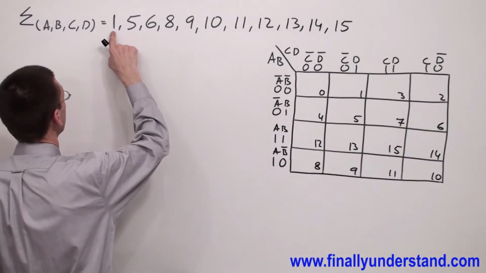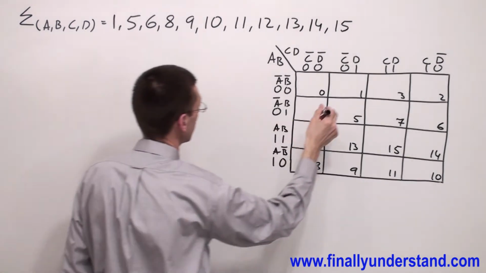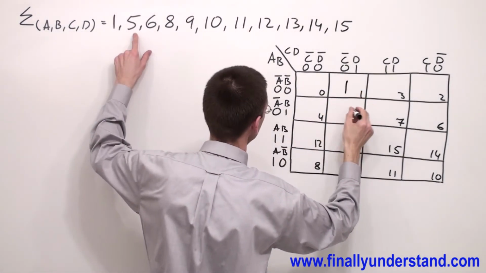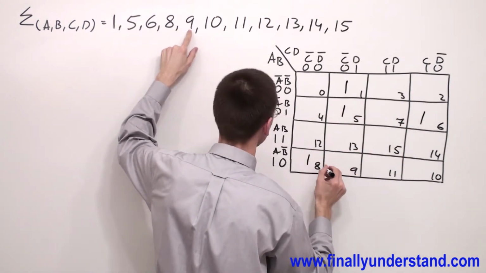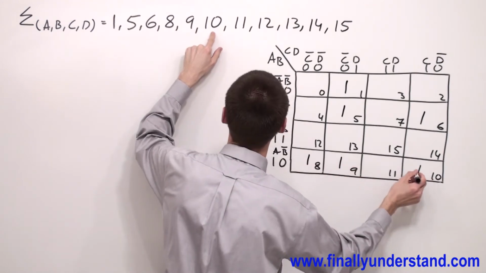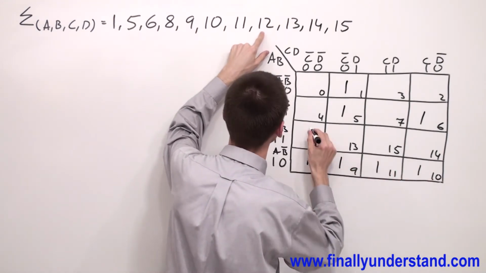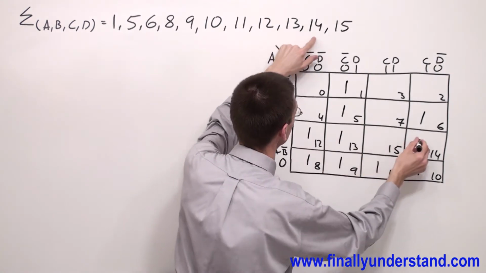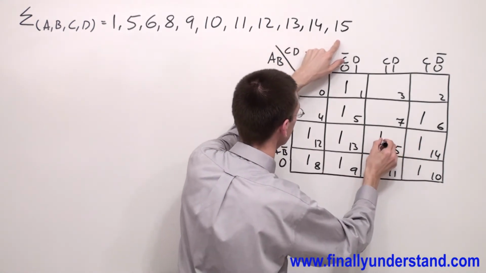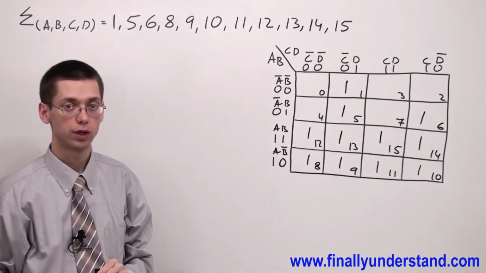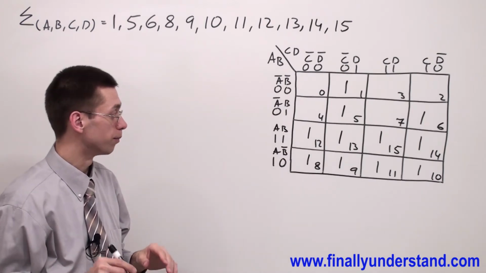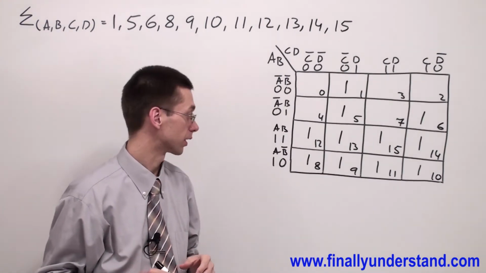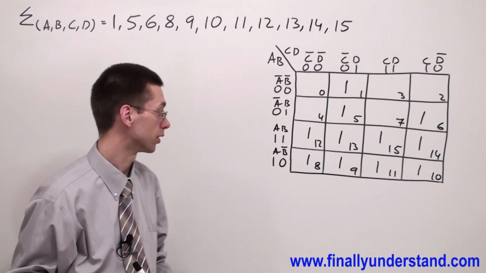We have another example. In cell 1 we are going to have high, in cell 5, in cell 6, 8, 9, 10, 11, 12, 13, 14 and 15. Make sure that you are going to group the highs in order to make the biggest group as possible. Okay, make sure that you are going to have as many highs as possible in one group.